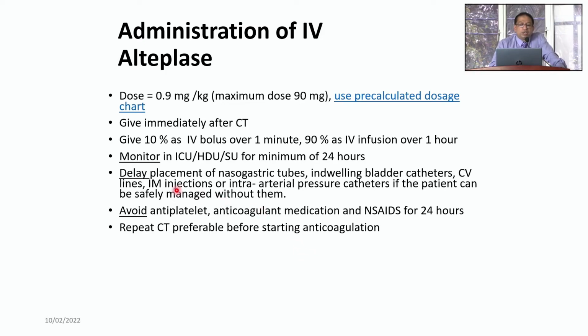The more important thing is delay in certain procedures, like placement of nasogastric tubes, indwelling catheters, CV lines, intramuscular injections, intraarterial pressure catheters should not be placed in patients who are prepared for thrombolysis. And no antiplatelet drug should be given, no anticoagulant medication, and no non-steroidal anti-inflammatory drugs in the first 24 hours. So if your patient needs anticoagulation for some reason that you have detected atrial fibrillation, most of the time you may do a repeat CT to see whether the patient has any hemorrhagic transformation before starting these.